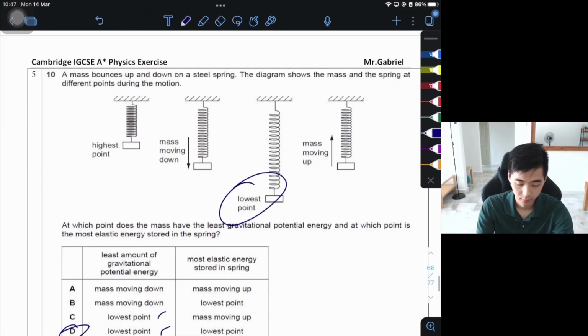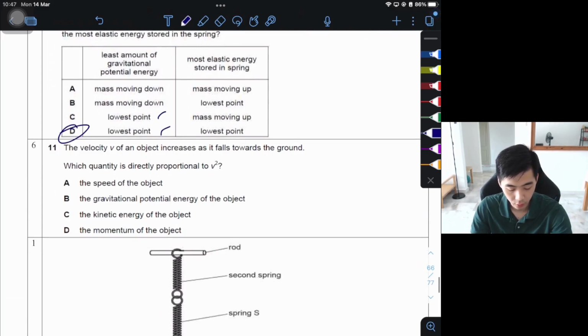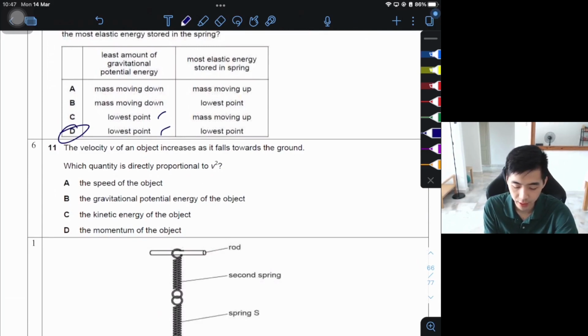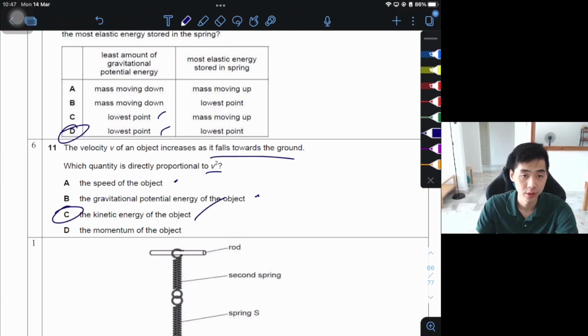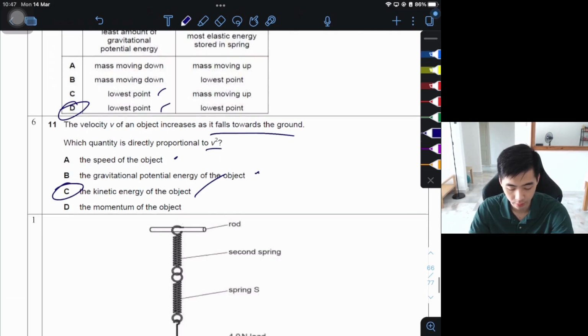So D. And finally, looking at this question here, the velocity v of an object increases as it falls towards the ground. Which quantity is directly proportional to v squared here? The speed of the object, possible. The gravitational potential energy of the object, possible as well. The kinetic energy of the object, definitely, because kinetic energy is equal to half mv squared, right?